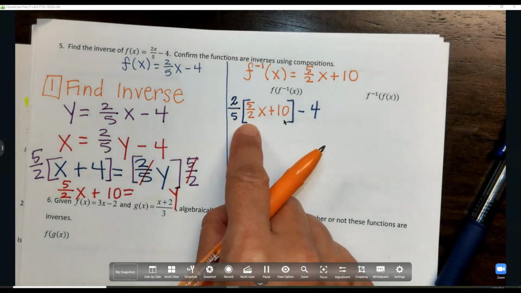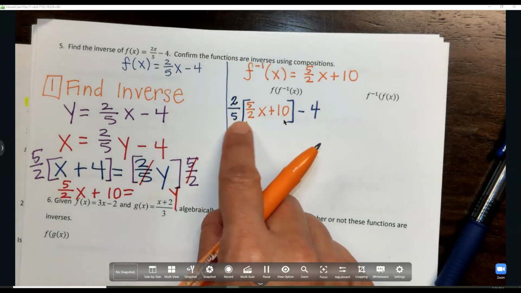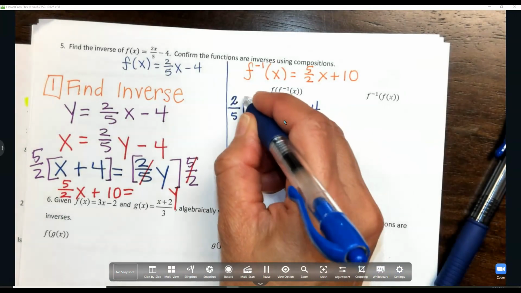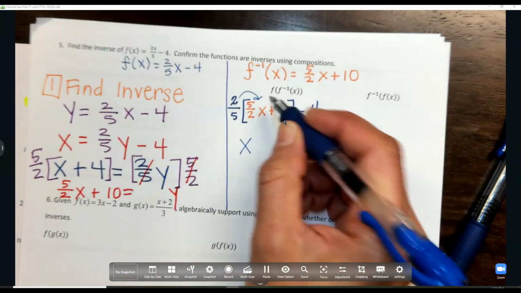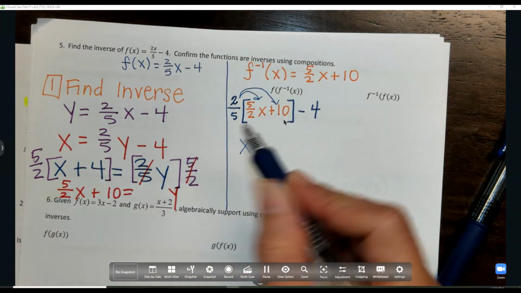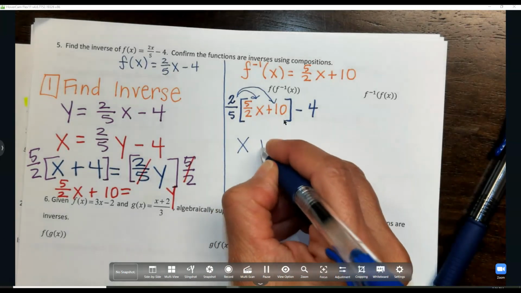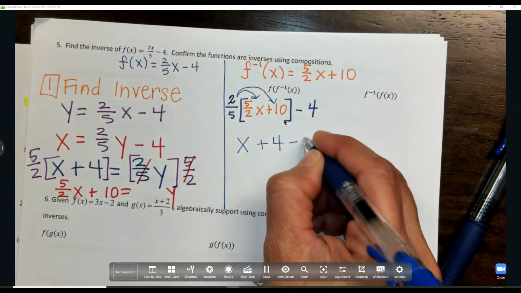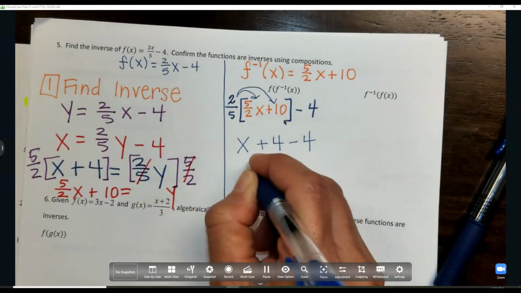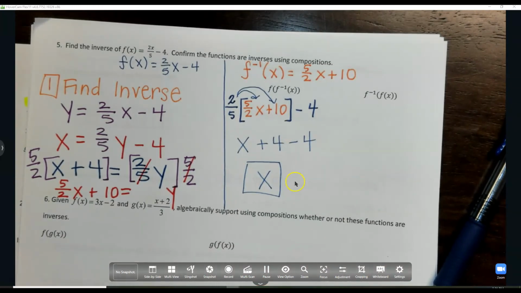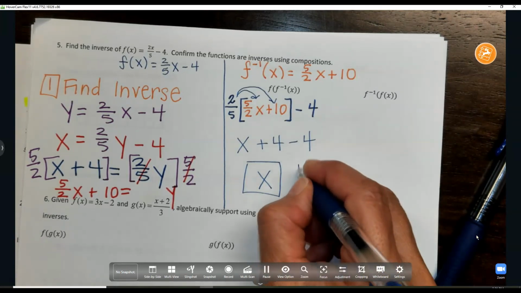What's 2/5 times 5/2? That's just 1. So when we distribute, that's just an x. When we distribute it to the 10, that's 2 times 10, which is 20. 20 divided by 5 is a positive 4. Bring down your minus 4, and then that's a 0 pair. So you just halfway proved that that was going to be an inverse. All right, let's go ahead and write proof number 1.